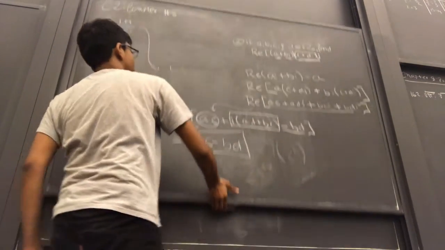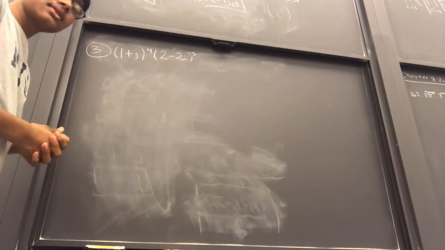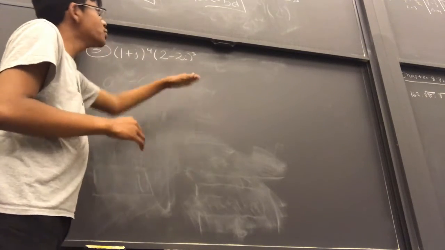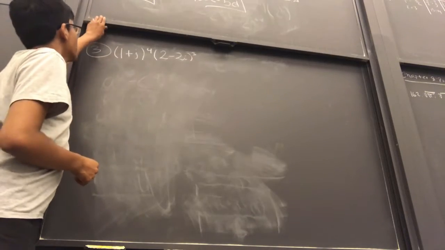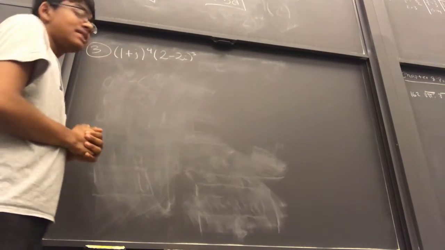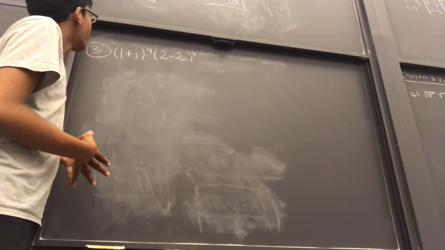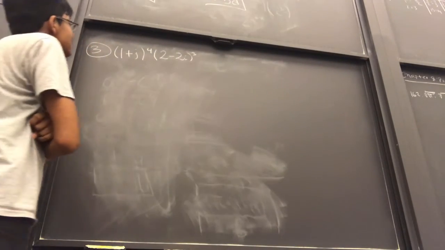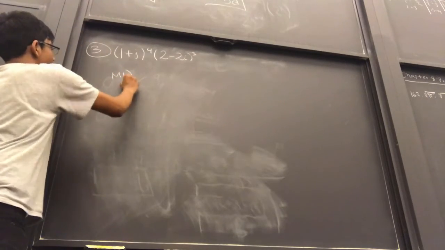Okay, so let's move on to the third question, which asks us (1 plus i) to the 4th power times (2 minus 2i) to the 3rd power. So what's our final product going to be? Well, this may seem like a loaded question at first, and kind of seems like it is. So the first thing I'm going to try to do is see if there's a way out. Well, the first thing you can do is just bash it out.